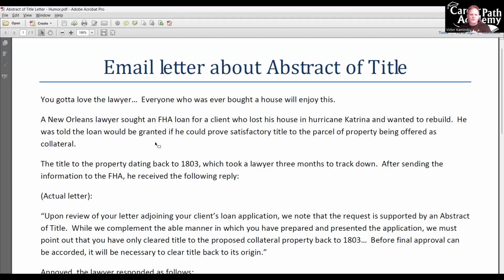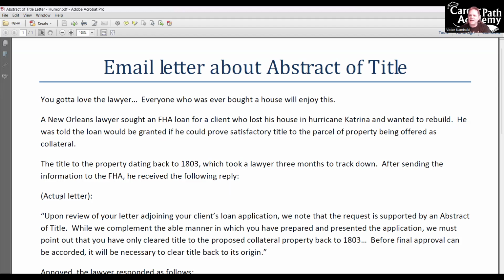He was told that the loan would be granted if he could prove satisfactory title to the parcel of property being offered as collateral. The title to the property dated back to 1803, which took a lawyer 3 months to track down. After sending the information to the FHA, he received the following reply email from them.